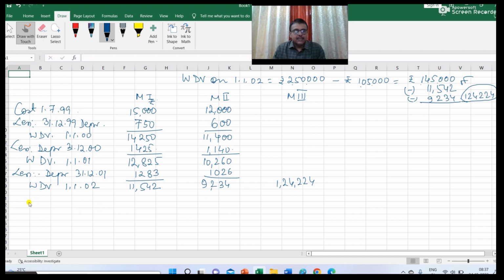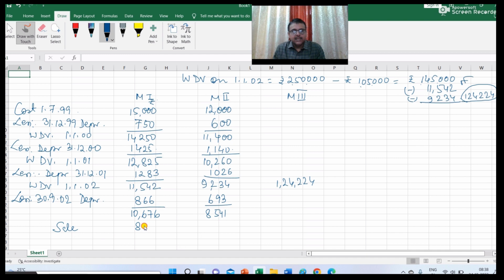Now on 30th September 2002, these two machines were sold out. So you have to charge depreciation for 9 months. So 9-month depreciation on M1 is 866 and 693 is the amount of depreciation on M2. So the written down value of M1 on the date of sale is 10,676 and 8,541 for M2.